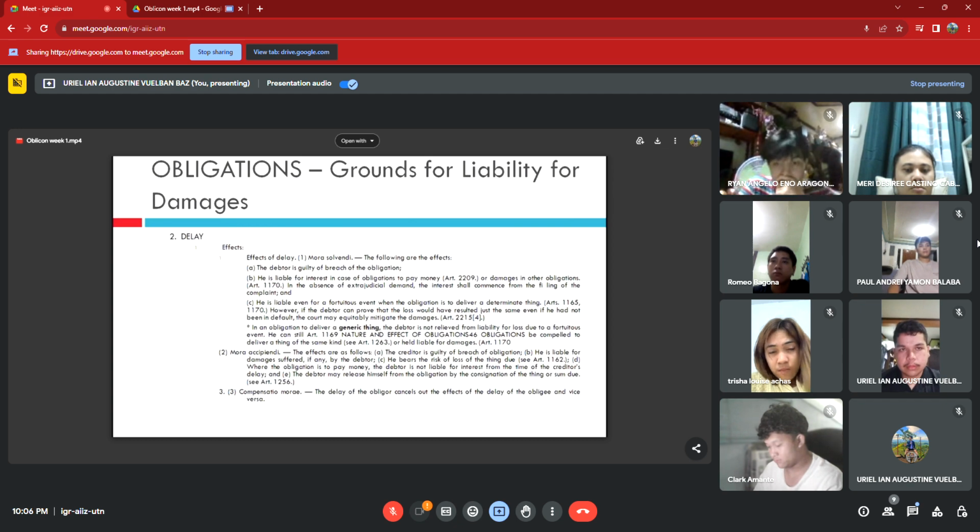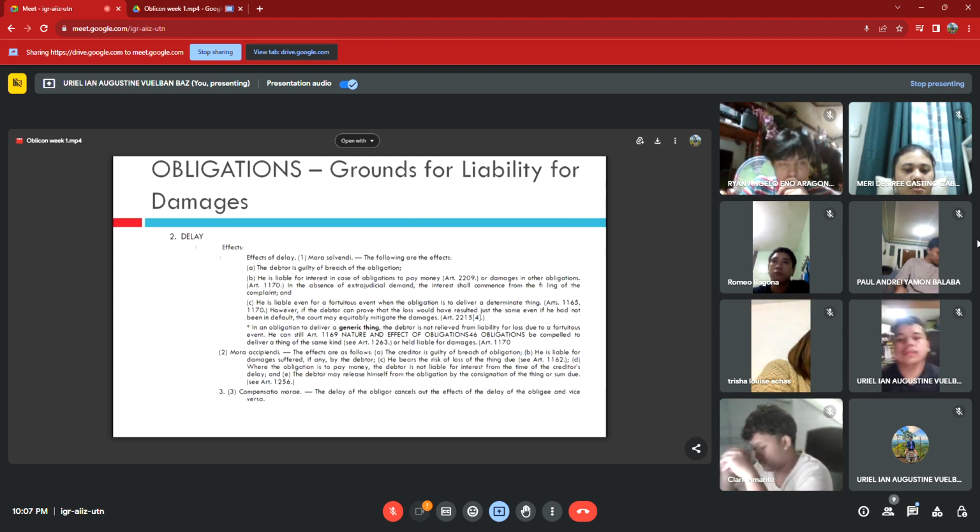Now, in an obligation to deliver a generic thing, the debtor is not relieved from liability for loss due to a fortuitous event, because a generic thing never perishes. The obligor debtor can still deliver a thing of the same kind and quality. It never perishes. Therefore, the obligation to deliver would not be extinguished or terminated.